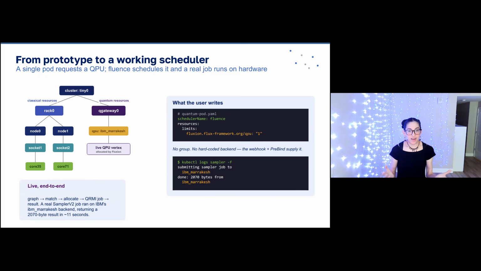From a user standpoint, you're basically going to be asking for an additional resource type, a Fluxion fluxframework.org/QPU. And then in practice, you submit your job, you run the pod, we saw this in the demo, and then you look at the logs and you see that you got it. So for the live end-to-end demo, what we saw is that we instantiated the graph, we did the match, we got the allocation, the QRMI job ran, the job owned the credentials, and then we got back a result in the log. And in my first demo, it was 11 seconds, and in another run, it was over 100. So there's a little bit of latency sometimes, it seems.